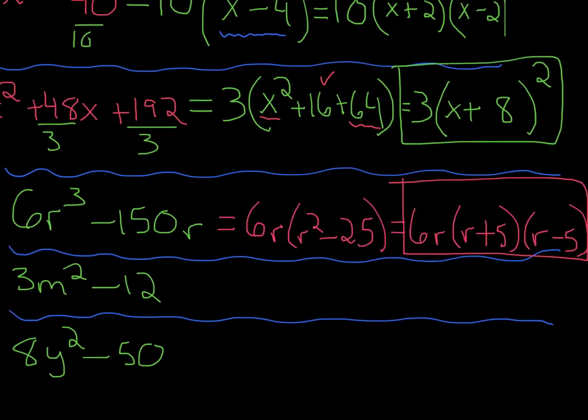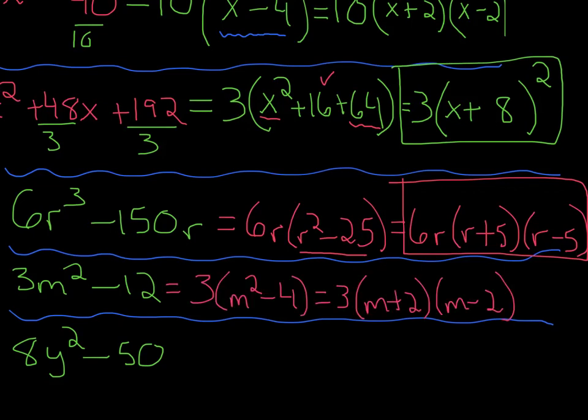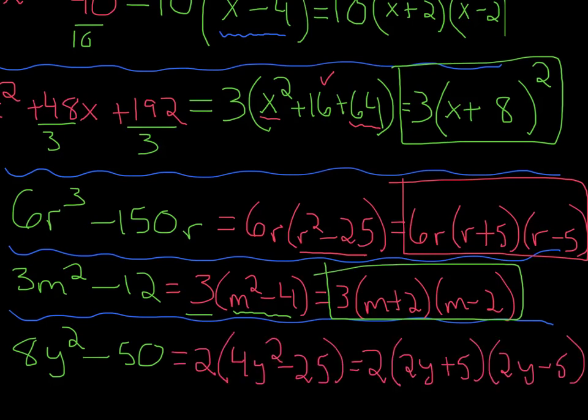For the first one, you should have gotten a common factor of 6r, and then factored the difference of two squares to r plus 5 times r minus 5. In the second example, you should have gotten a greatest common factor of 3, and then you once again have the difference of two squares that factors to 3 times m plus 2 times m minus 2. And then the very last one, greatest common factor of 2, which leaves you with the difference of two perfect squares, which factors to 2 times 2y plus 5 times 2y minus 5.